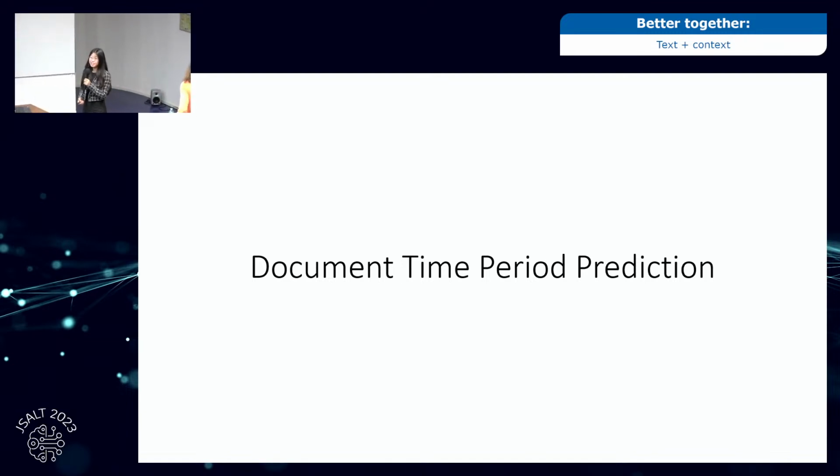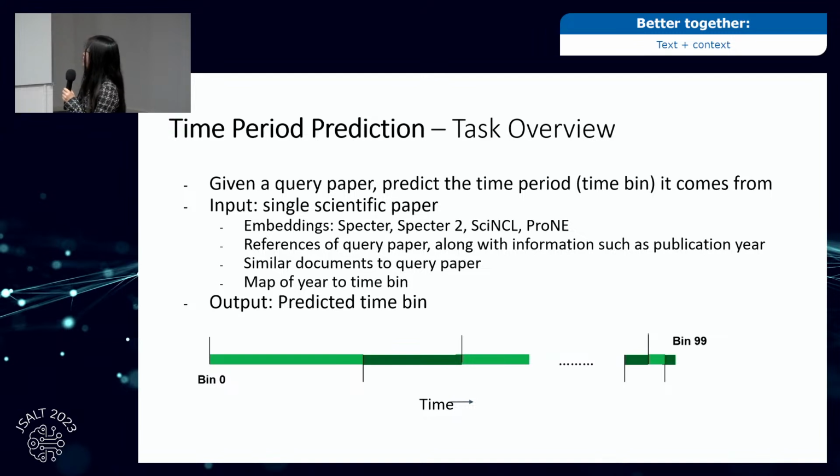All right, so now I'll present some experiments related to another task, the task of document time period prediction. And so an overview of this task, we're given a single query paper, and from that query paper, we want to predict the time period from which it came, or the time bin. And so for each paper, we have access to information such as the embeddings, specifically 4 different ones: SPECTER, vector2, cite, NCL, and prone. The references of that query paper, which we can get from Semantic Scholar, similar documents to each query paper, as well as a map of the year to the bin.